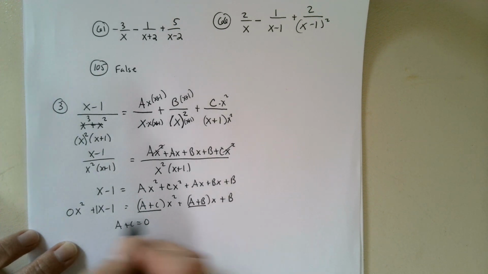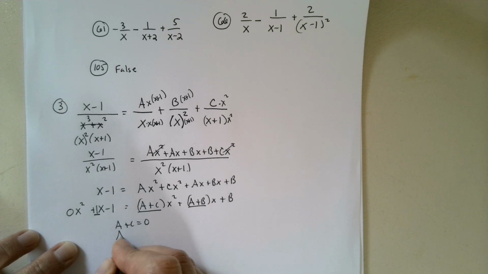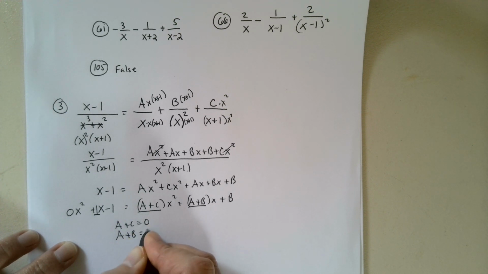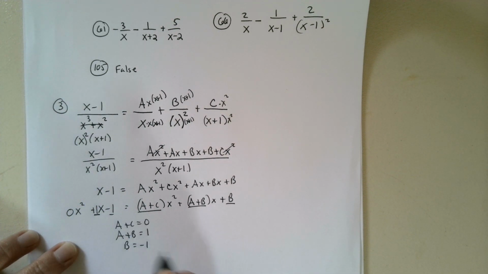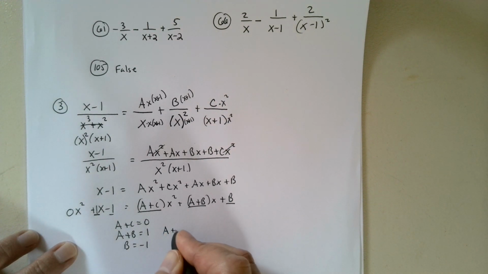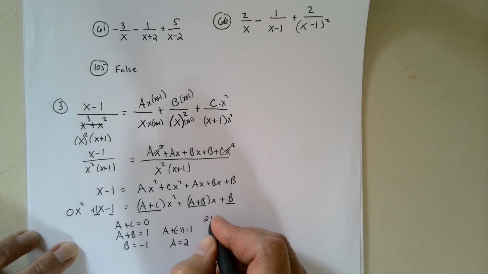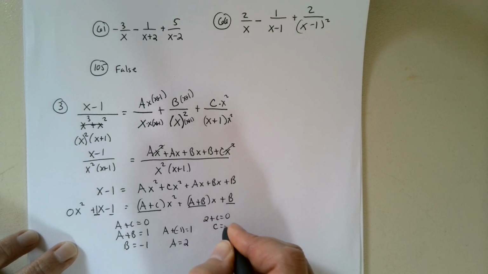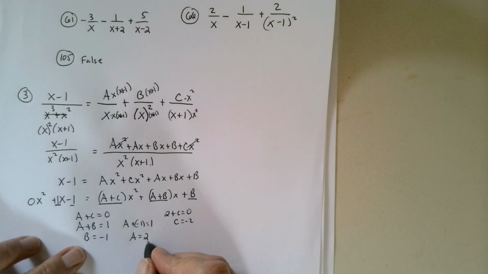The a plus b is in front of x on the right side. So on the left side, we have a 1. So a plus b is equal to 1. And then our constant b is going to be negative 1. So if b is negative 1 and I put it into the second equation, then I can see that a is going to be 2. And if I take 2 and put it into the top equation for a, I get c is equal to negative 2. And then don't forget to write your answer.